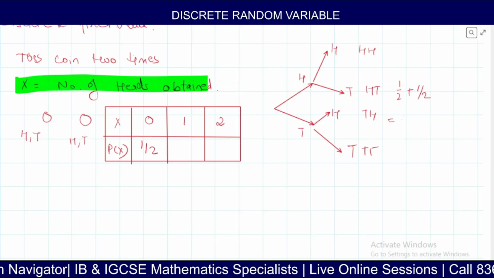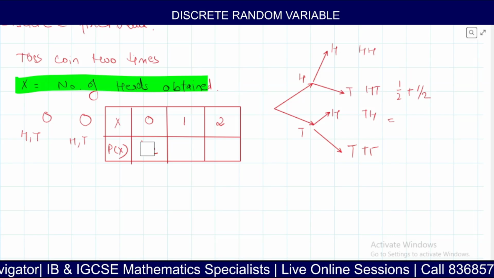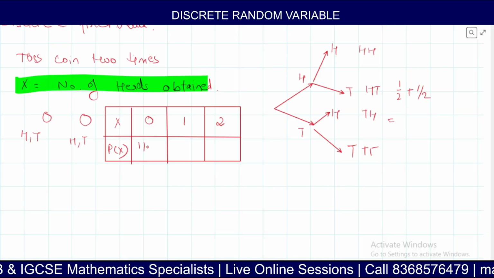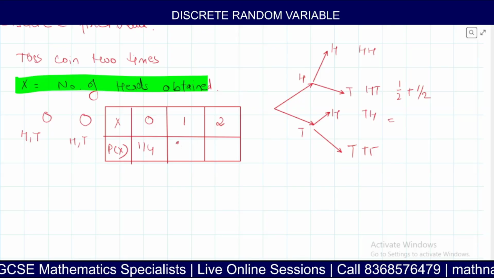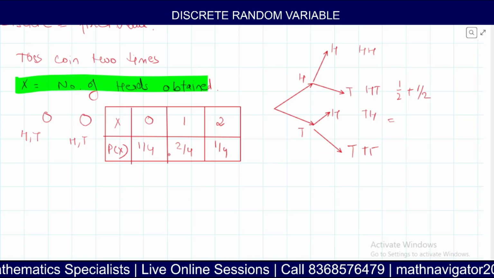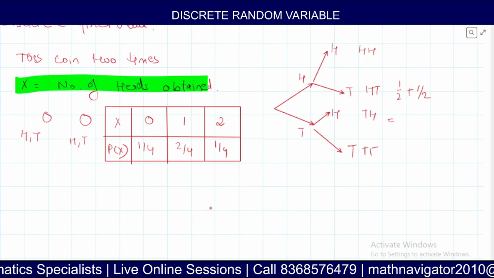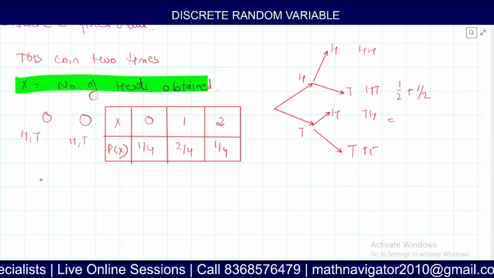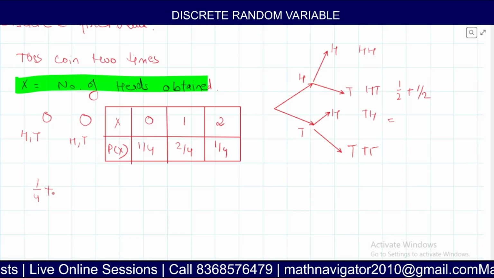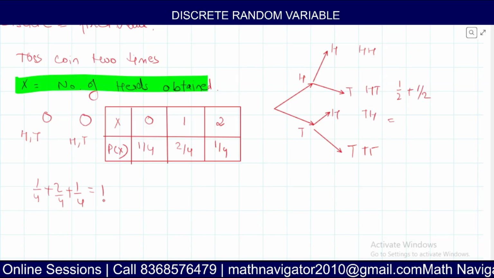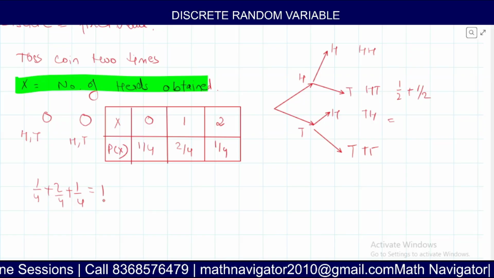Sorry. Probability of 0 heads is 1 by 4. Probability of 1 head is 2 by 4. And probability of 2 heads is 1 by 4. Why I have not cut by 1 and 2, I'll tell you. Basically, the total probability always stays 1. So 1 over 4 plus 2 over 4 plus 1 over 4 equals 1.